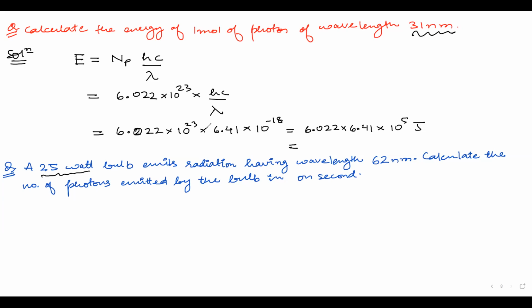Yes, Hamza. You just have to multiply this. Why are you taking so much time? Hamza, Heba, okay, you have multiplied this and you have got 119. Hamza, you have done some mistake. 6.022 into 6.41. It will not be 119.